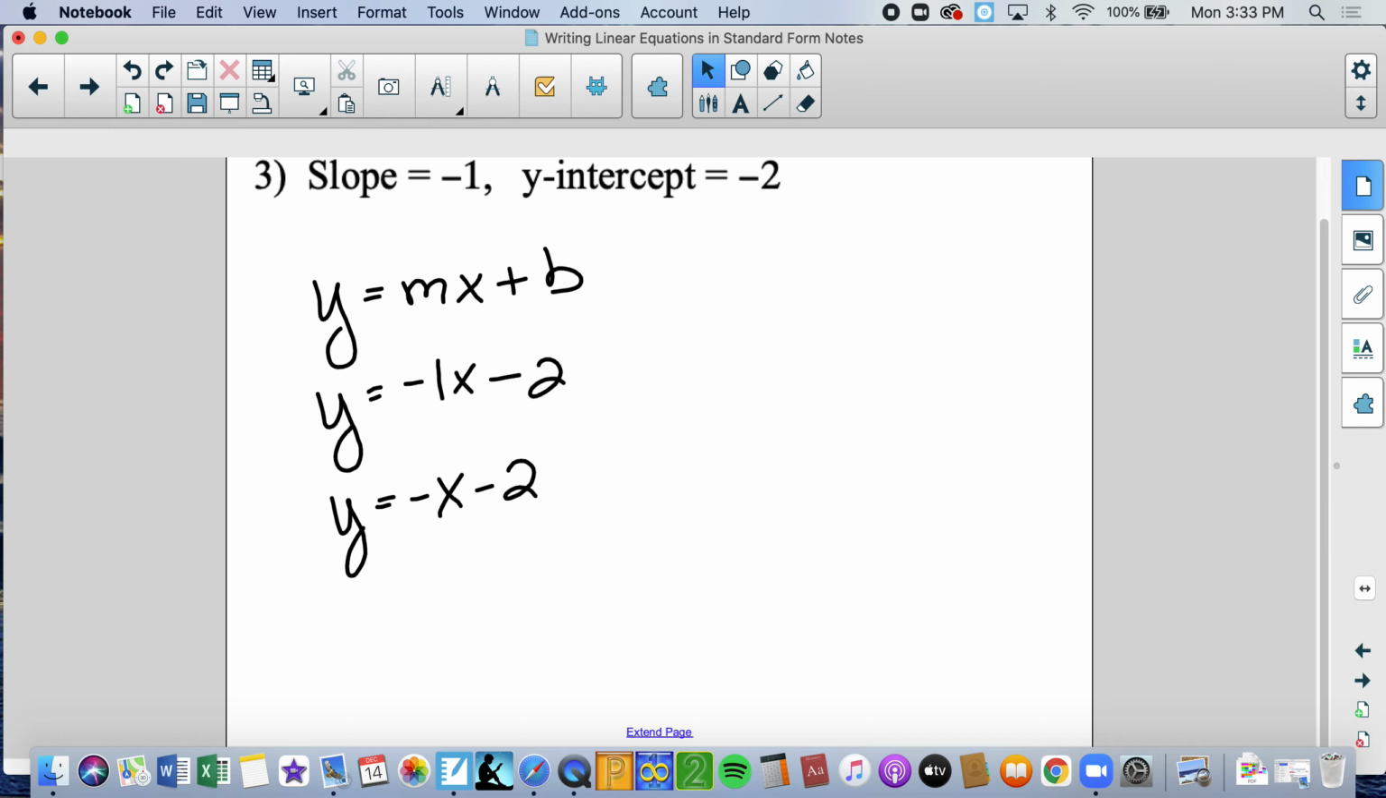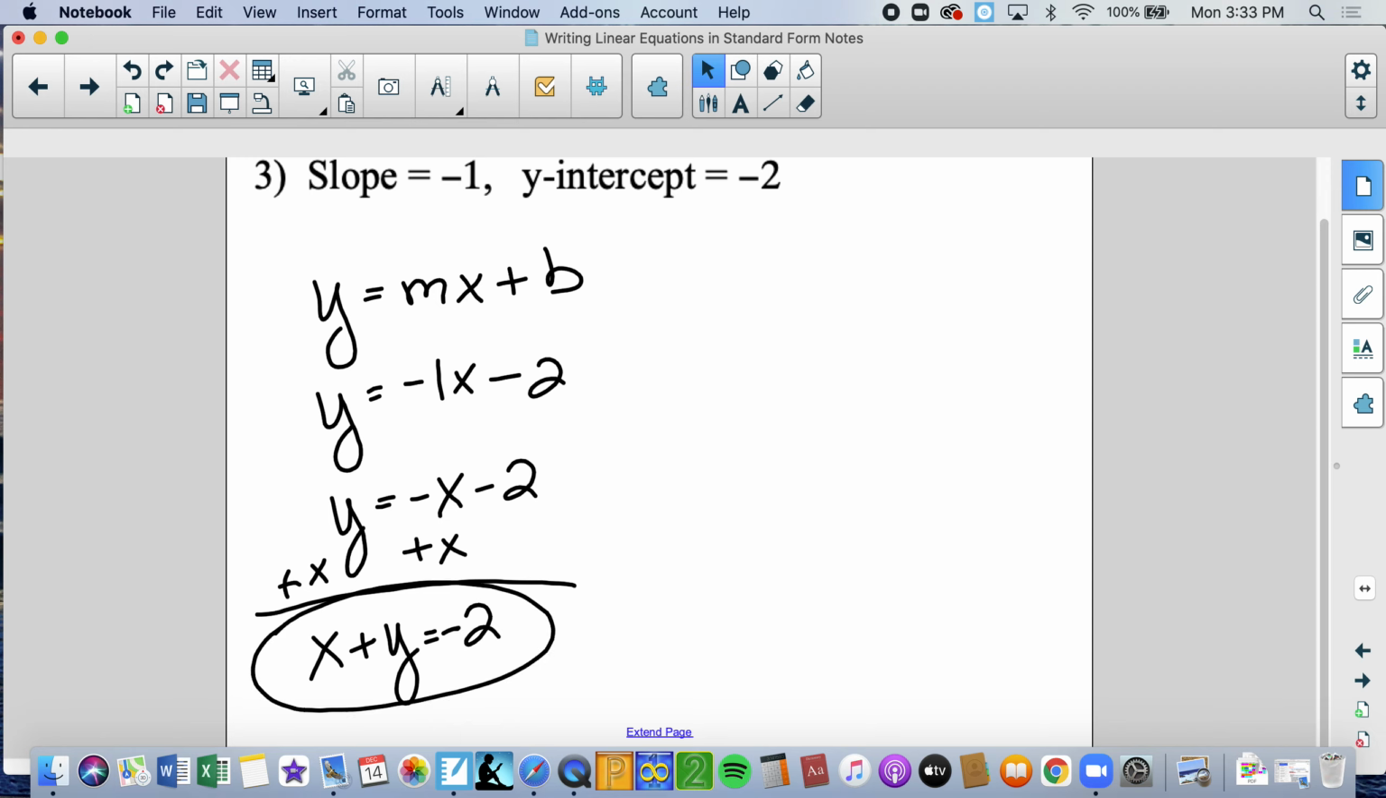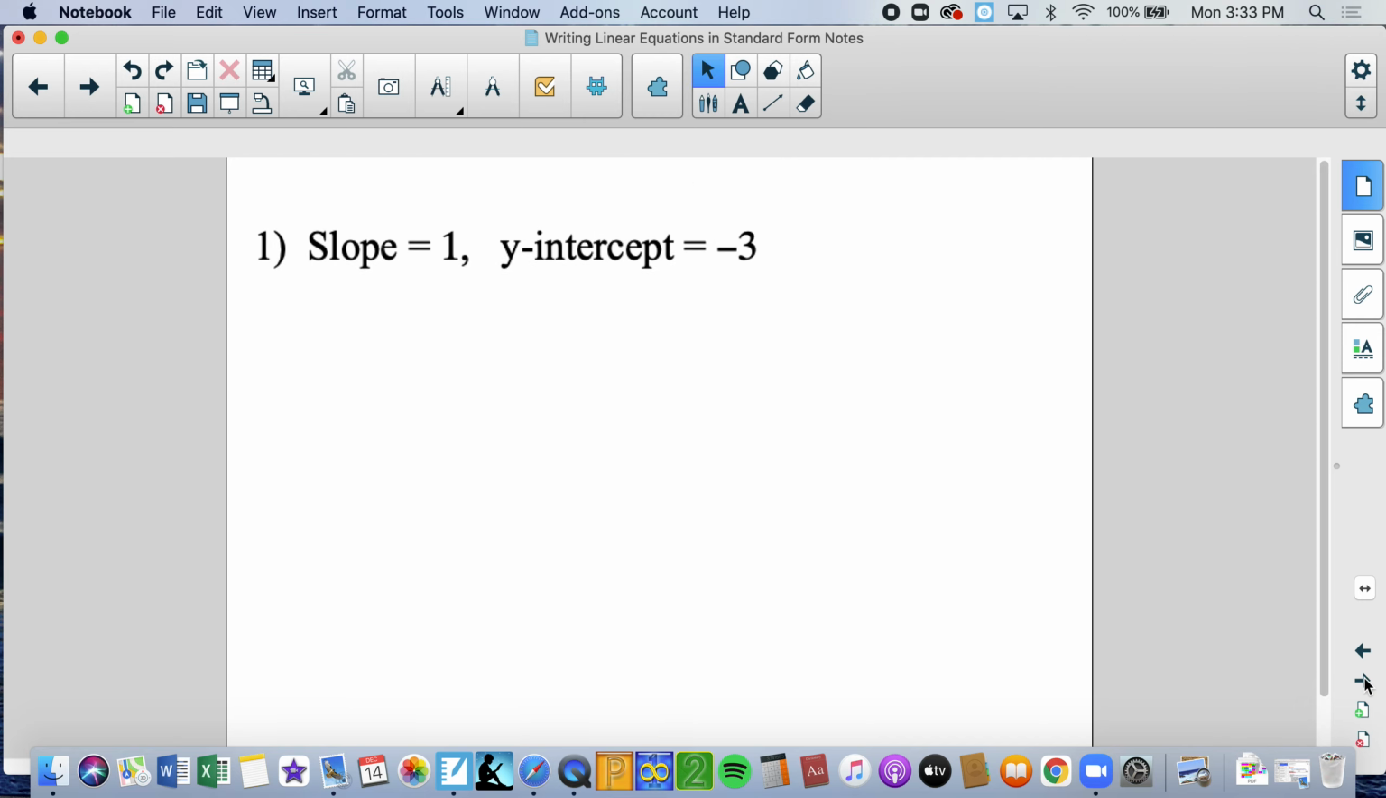Is that in standard form? No, we've got to move that x. We've got to get rid of the -x. What gets rid of the -x is a positive x. That leaves me with x plus y equals -2. My A is positive. My A, B, and C are integers. Perfect.